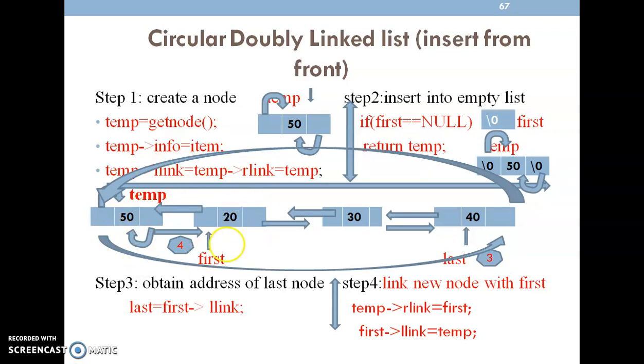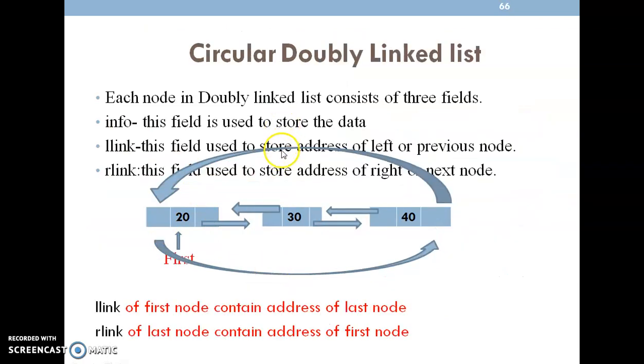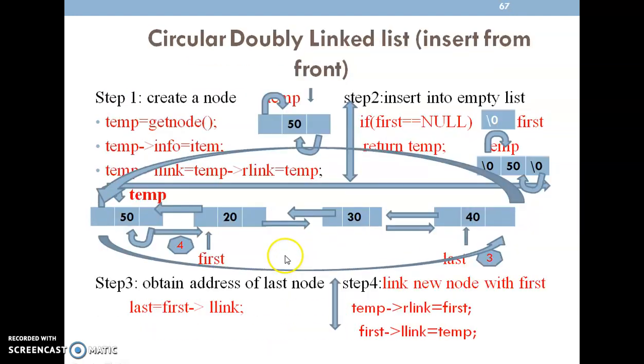First, earlier the first pointer's left link contained the address of the last node, and the last pointer's right link contained the address of the first node, but temp becomes the first node. Now we have to replace those two links from earlier. These two links will be changed to the temp. Now temp pointer left link contains the address of the last node, and the last pointer right link contains the address of the temp node. And again we have to provide the connection between this temp node and the first node.